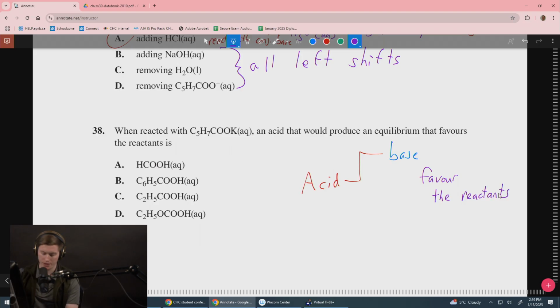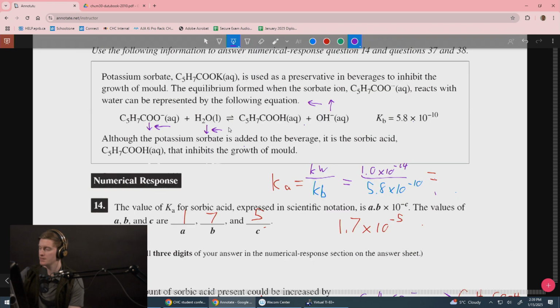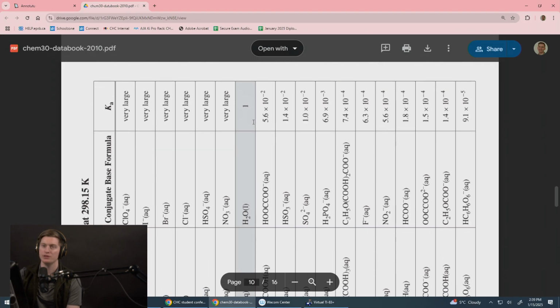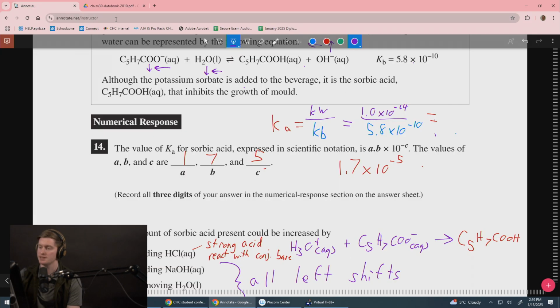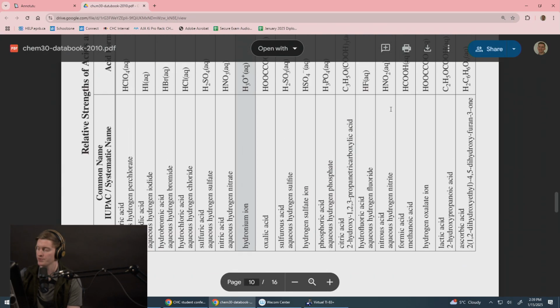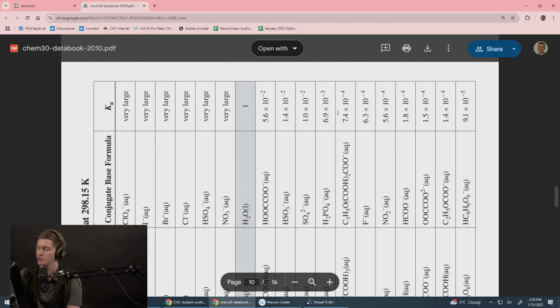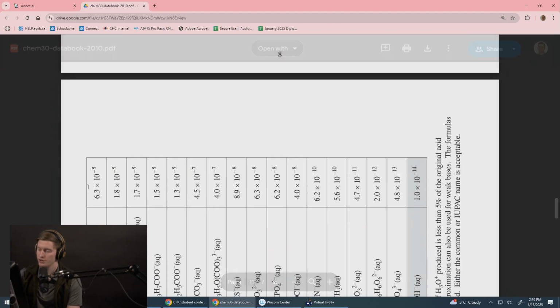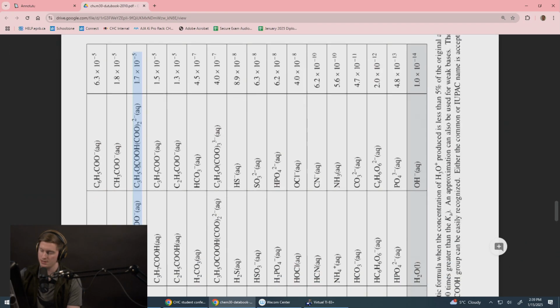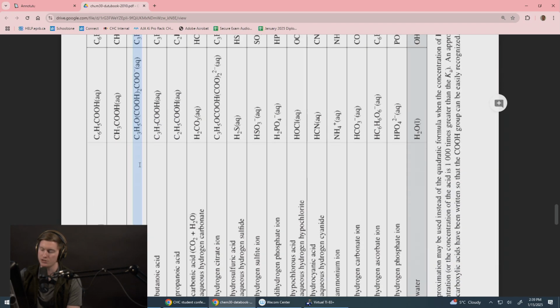So the first thing that we're going to do is figure out where on our table our sorbate is going to end up. And that's going to be based on our Ka value. Our Ka value is 1.7 times 10 to the negative 5. You'll have to find where it's going to end up on this table. Your stronger acids are near the top with your larger Ka values. It's going to be right at the same point as our dihydrogen citrate ion.